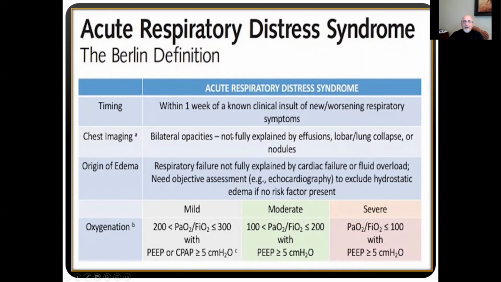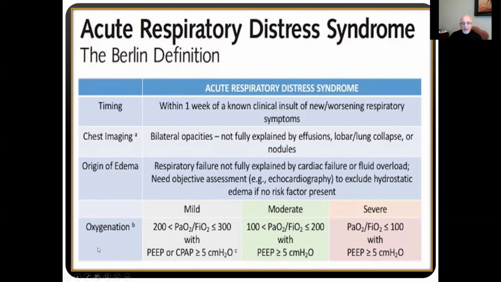First of all, the definition of ARDS currently used is the Berlin definition. This includes the history of timing, that within the first week of a known clinical insult, the patient develops new or worsening respiratory symptoms. On chest X-ray, one should see bilateral opacities that are not fully explained by effusions, collapse, nodules, or chronic interstitial lung disease. The origin of the pulmonary edema should not be cardiac. This requires objective assessment, possibly an echocardiogram or BNP, or other ways of excluding cardiac failure or fluid overload.